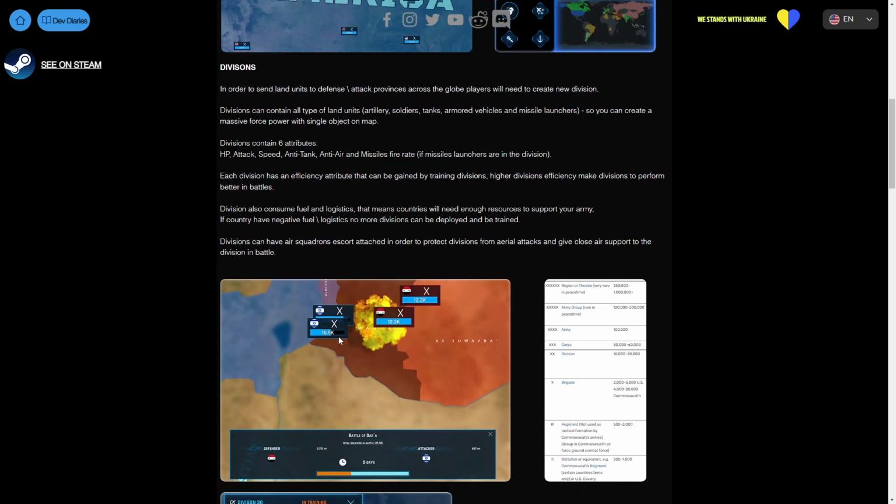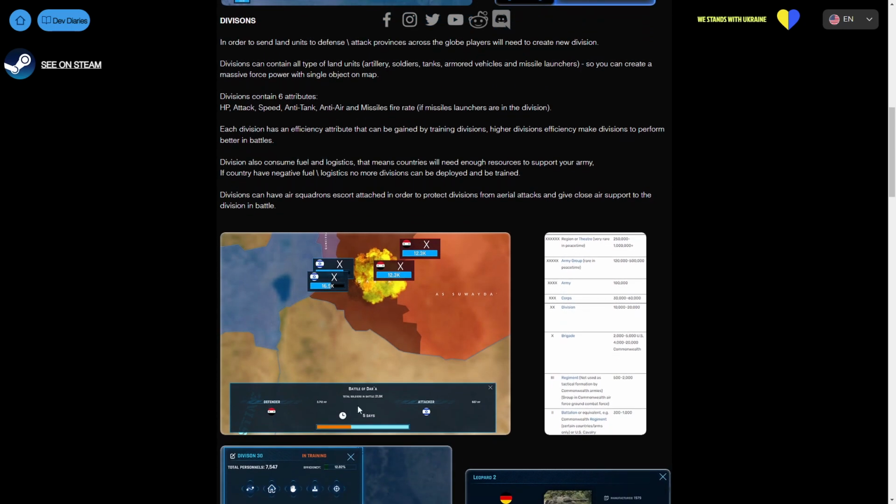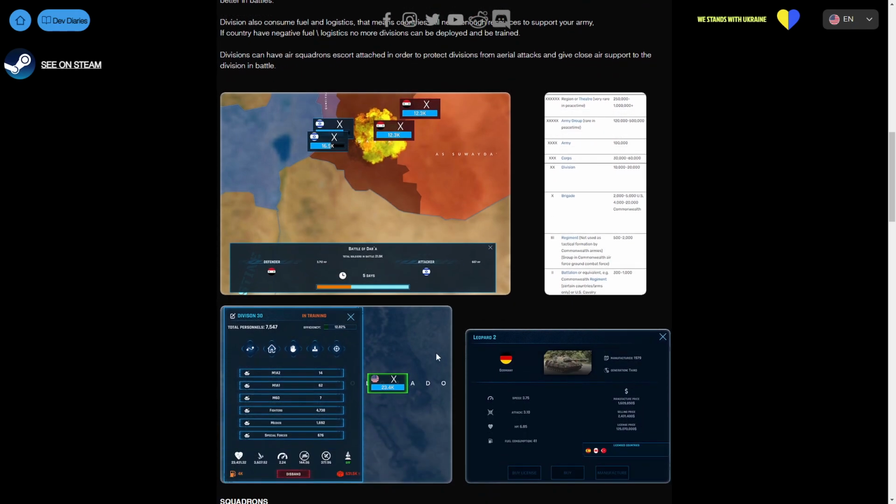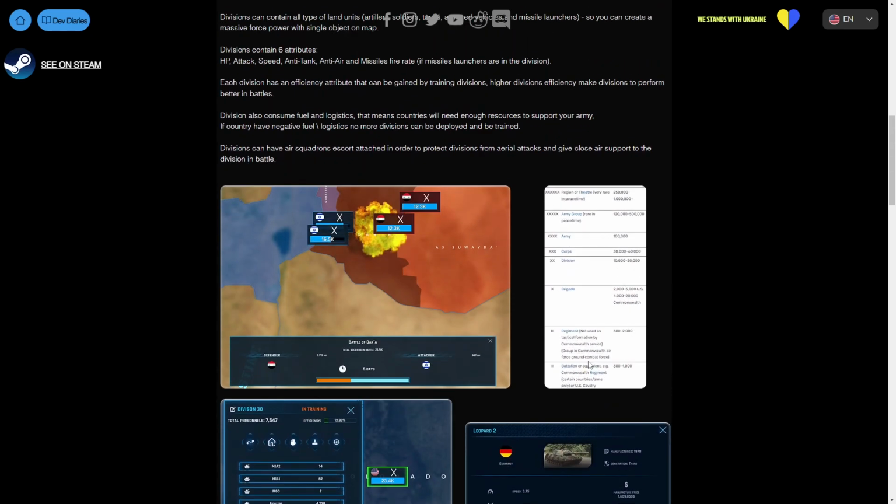So we can actually see a battle between Israel and Syria. We can see the troop force right here, on both the Syrian and Israeli side. Then we see that it is called the Battle of Dara. We have a defender, an attacker, and then it shows the estimated amount of time until the battle completes. And then we see MP. I believe MP would be something like military points, but I don't understand that part.